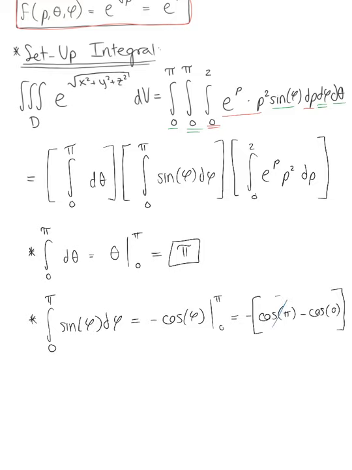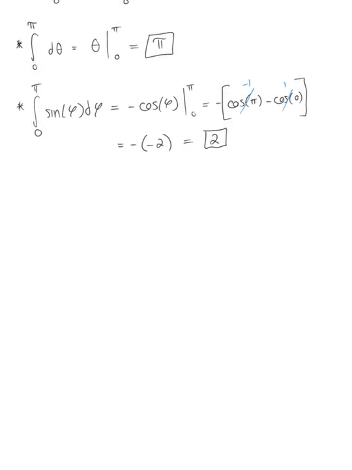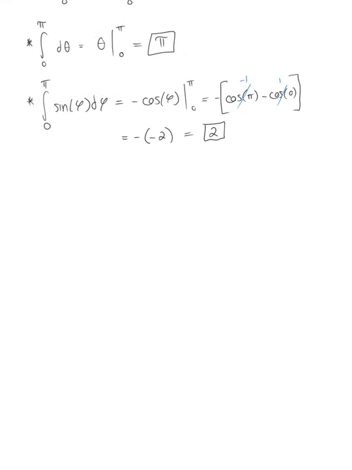So cosine of pi goes to -1, cosine of 0 goes to 1. So we have minus a minus 2, which leaves us with a beautiful final answer of positive 2. And then last but not least, we saved the most exciting one for last.